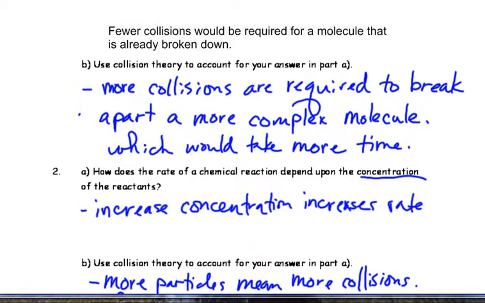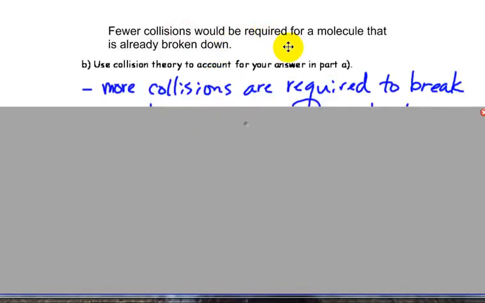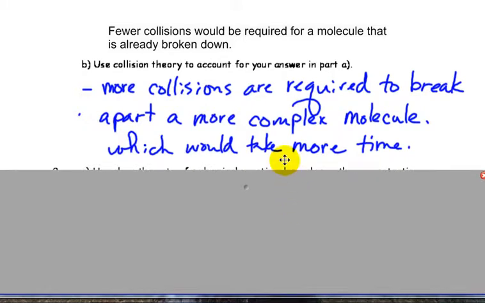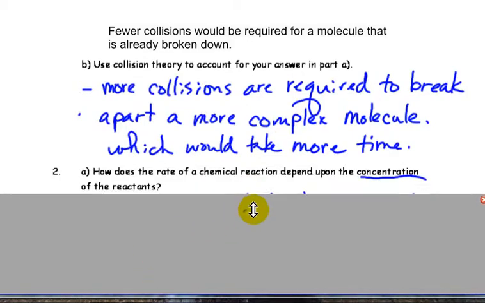And some of the reasons there, of course, fewer collisions are required because the molecule is already broken down. So in terms of things colliding, collision theory, more collisions are required to break apart something that's more complex than something that has already broken down. All the energy can be used to help it reach the activation energy barrier.